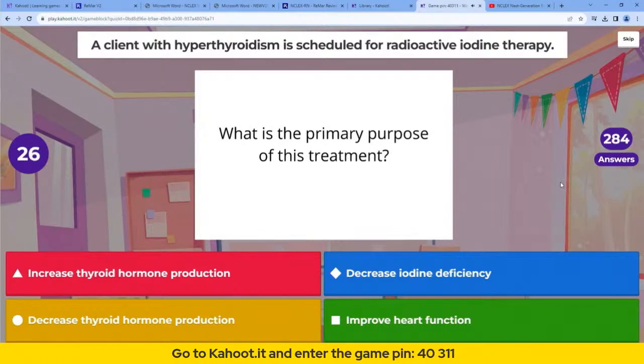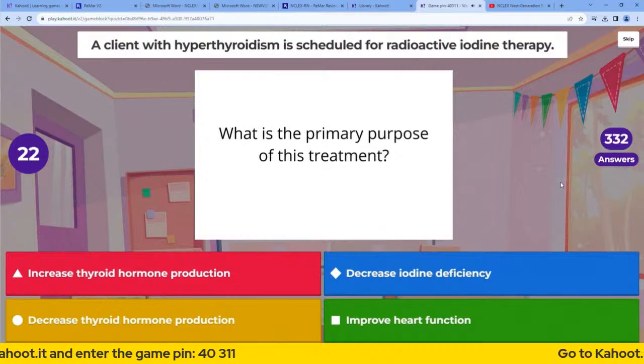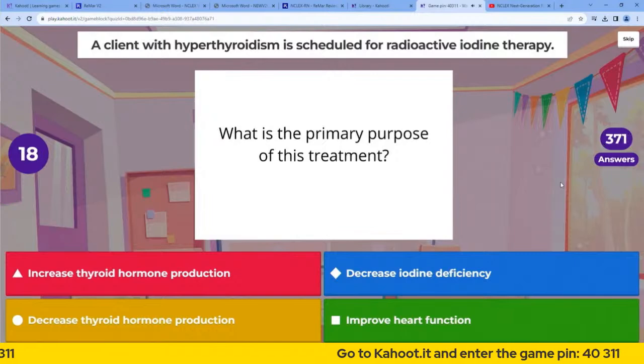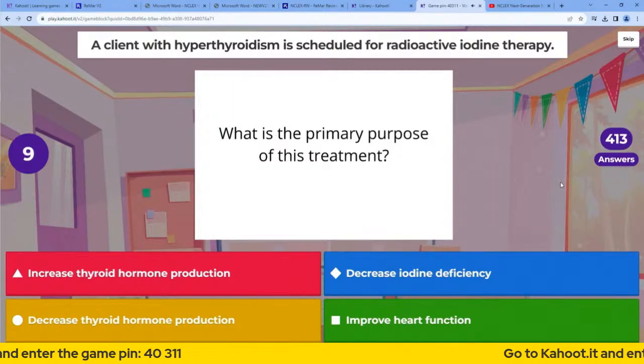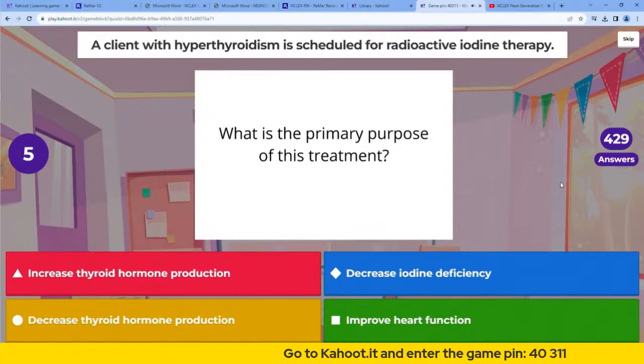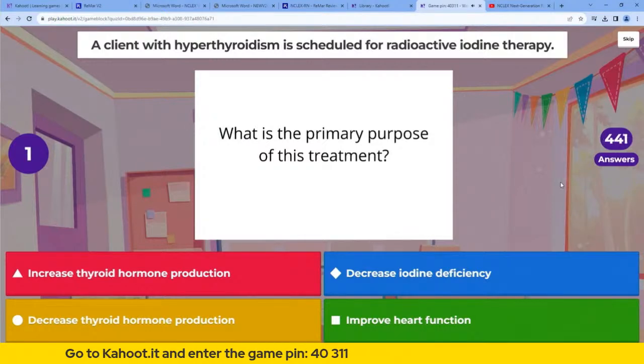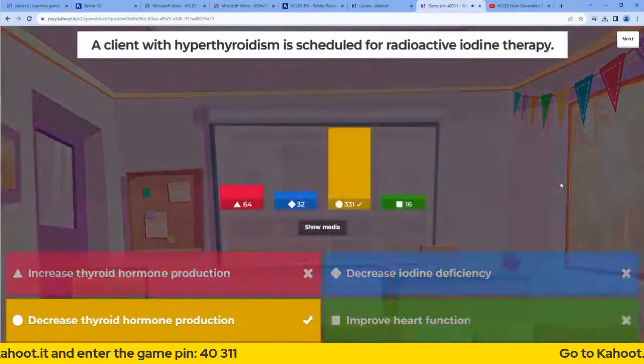We are talking about radioactive iodine therapy for hyperthyroidism. And so what is the goal of it? This is where content comes in, and I'm asking you questions from all over. So make sure that you're evaluating yourself during this process. Let's see how the group did.